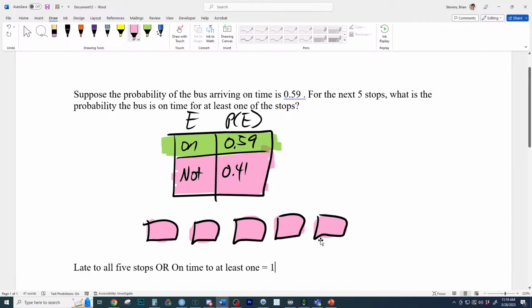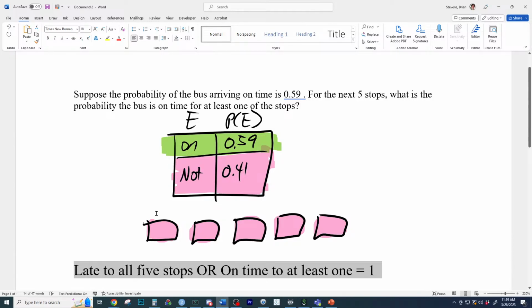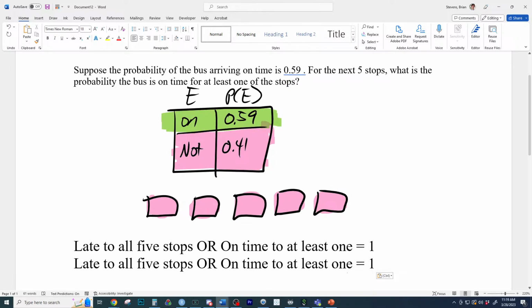And why does this equal 1? Why does this thing I wrote out right here equal 1? Because it's either late to all 5 stops or it's on time to at least 1. Why does this mathematically add up to 1? These two things are what of each other? We can add up the probability of this and the probability of this, and they are complementary. Think about this: it'll either be late to all the stops or on time to at least 1.